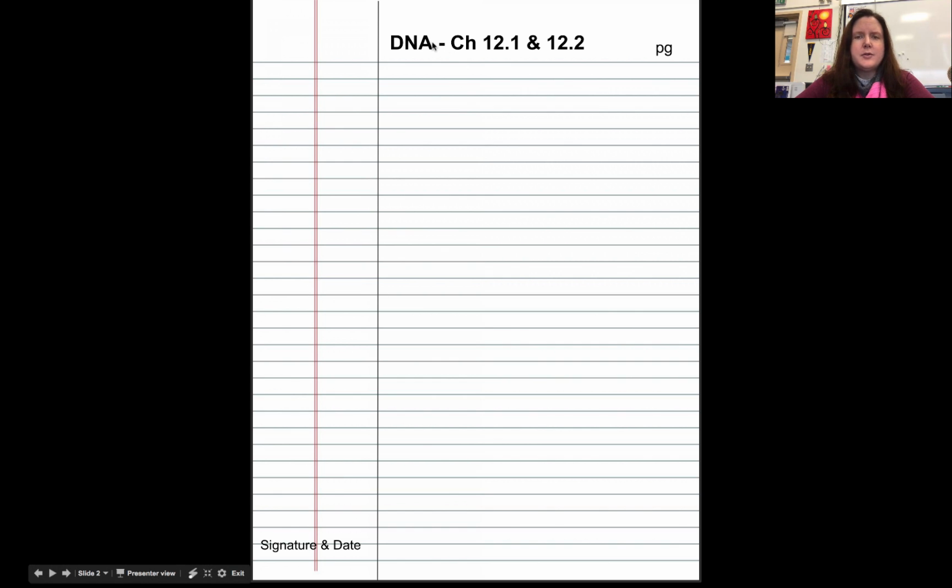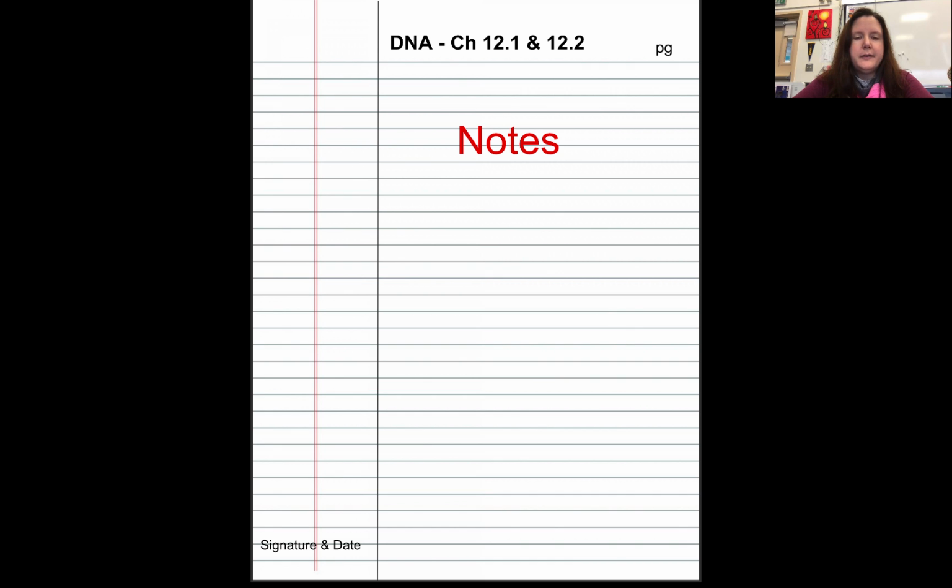The title of your notes should go up above, so DNA 12.1 and 12.2. The page number needs to be in the upper outer corner of your page, and then at the bottom left, don't forget to sign and date your pages. And all notes should be in pen. Now, when you start taking notes from the video, from the bullet points that you see, and maybe any additional things that you want to add, you are going to take notes on the right-hand side of the line.